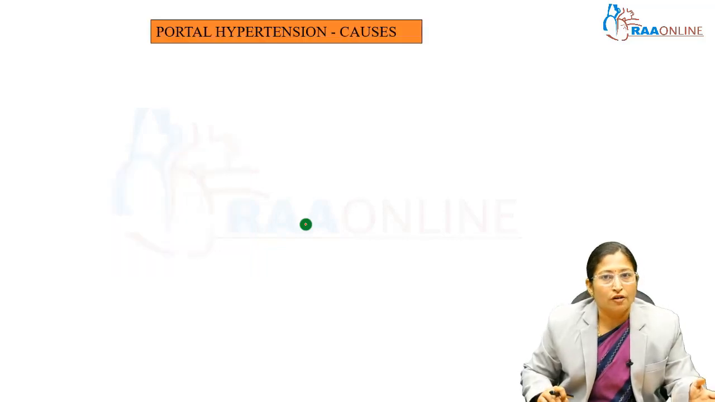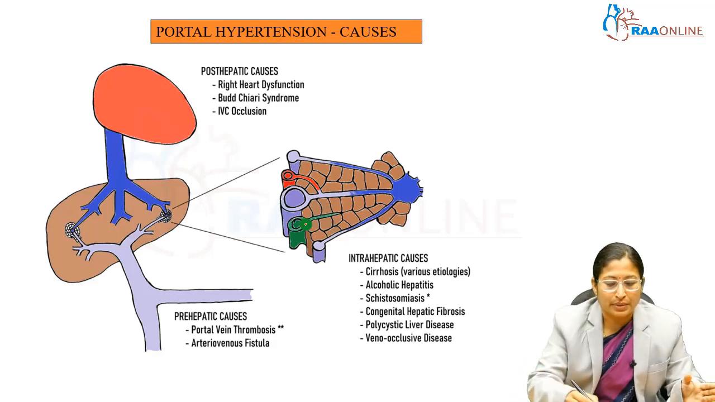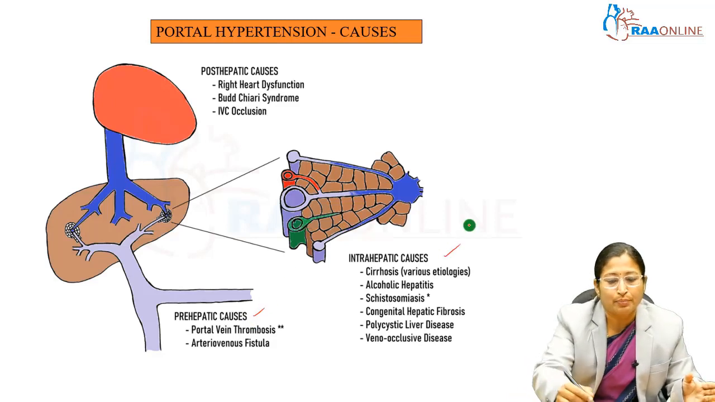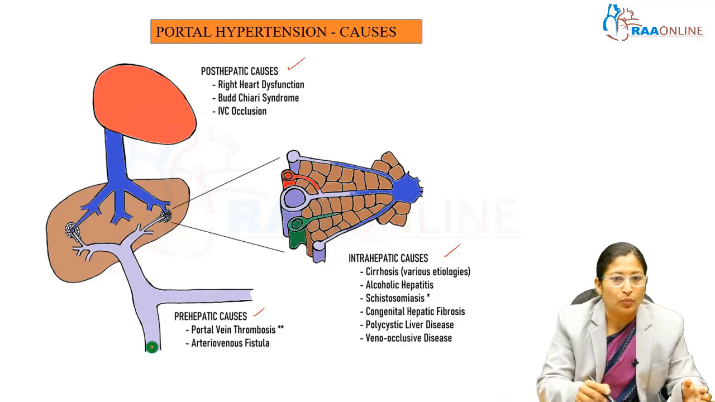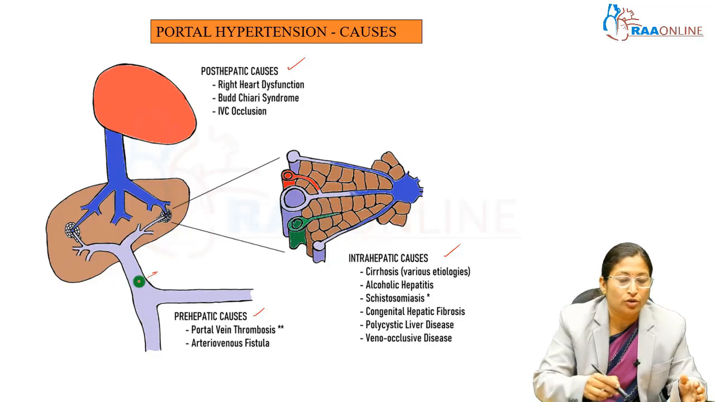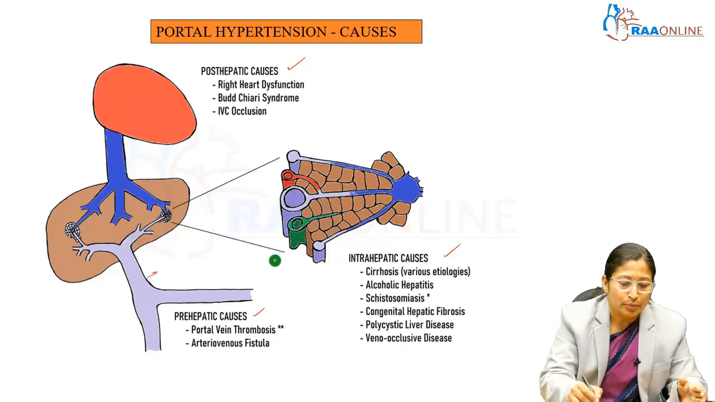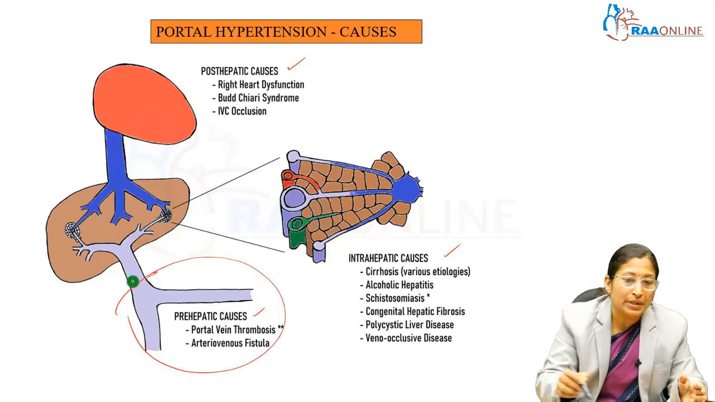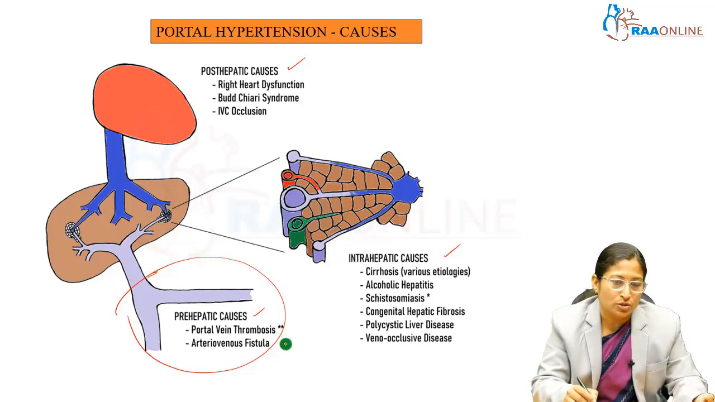So what are the causes of portal hypertension? Briefly, we classify it as prehepatic, hepatic and post-hepatic causes. So this is the splenic vein and the superior mesenteric vein joining to form the portal vein. Before it enters the liver, the problem here is called prehepatic causes. That includes portal vein thrombosis or splenic vein thrombosis or AV fistulas.